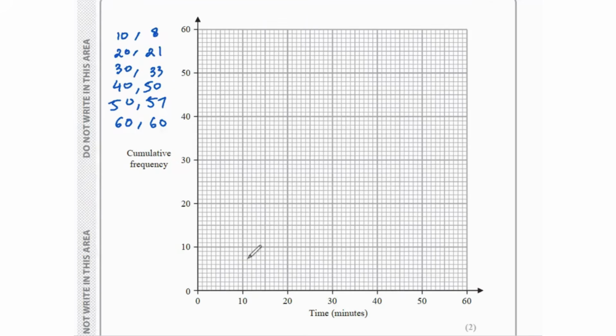So 8 and 10, that's over here. 20 and 21. 30 and 33. 40 and 50. And 60 with 60. Starting with 0.